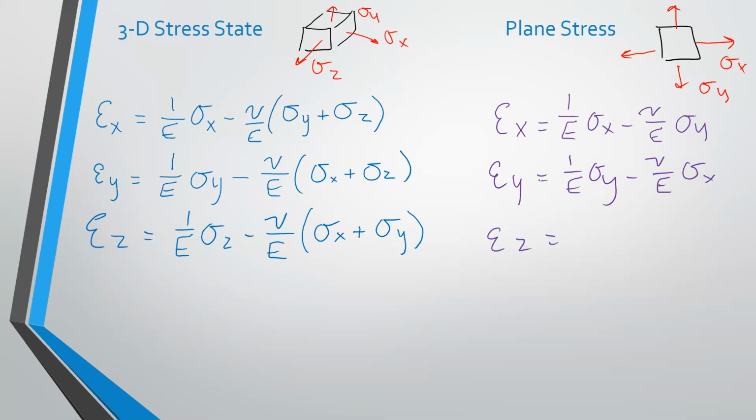Now your strain in the z is negative Poisson over E times the sum of sigma x and sigma y. So that strain in the z is going to be significantly smaller than the other two because there is no force acting in that direction. It's only being acted on by the Poisson effect.